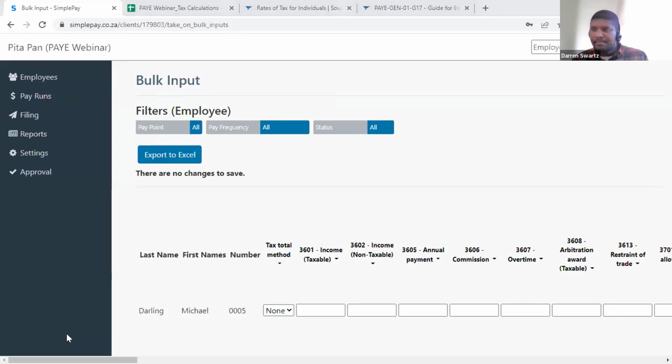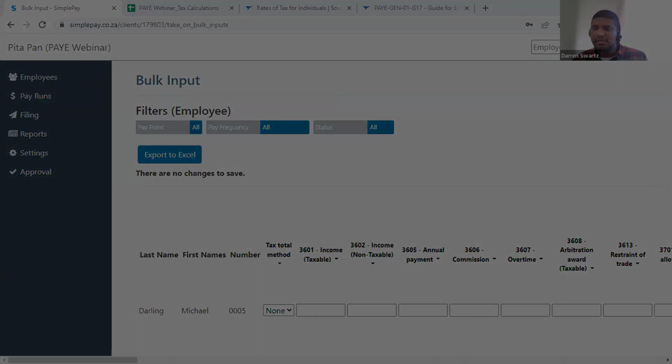Sure. Okay, so this poll relates to the tax method used. So you'll see that the question is, which method of calculating pay-as-you-earn does SimplePay use? I'll give you a few minutes to answer that question.